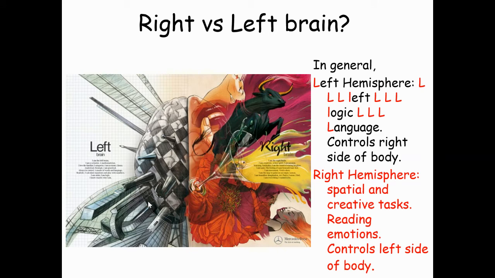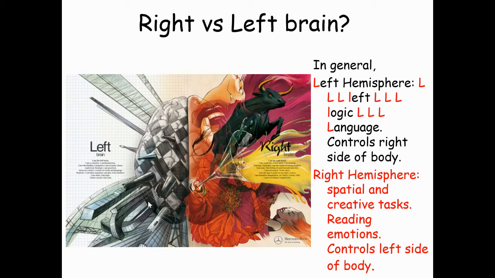Okay, so you need to know, what does the left side of the brain do, the left hemisphere, and what does the right hemisphere do? You write this down. La la la left, la la la logic. That is done by the left hemisphere of the brain. Your left hemisphere also does arithmetic. That's like basic math, like 3 plus 5. That's left brain, arithmetic.